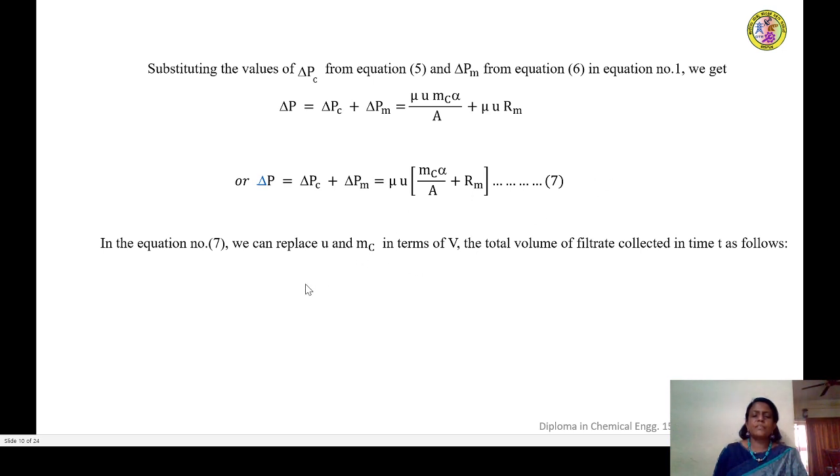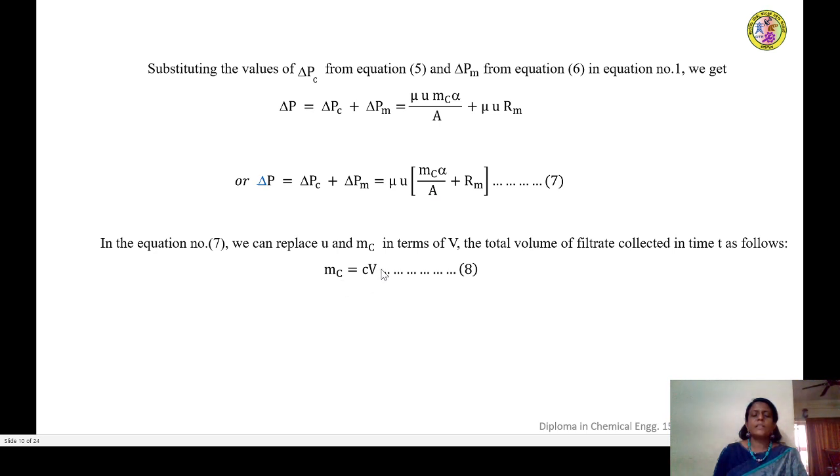So keep this as equation number 7. In this equation, we can replace U and MC in terms of V, capital V, that is the volumetric flow rate of the filtrate. That is the total volume of filtrate collected in time t. So that V can be used to replace U and MC in the above equation like this.